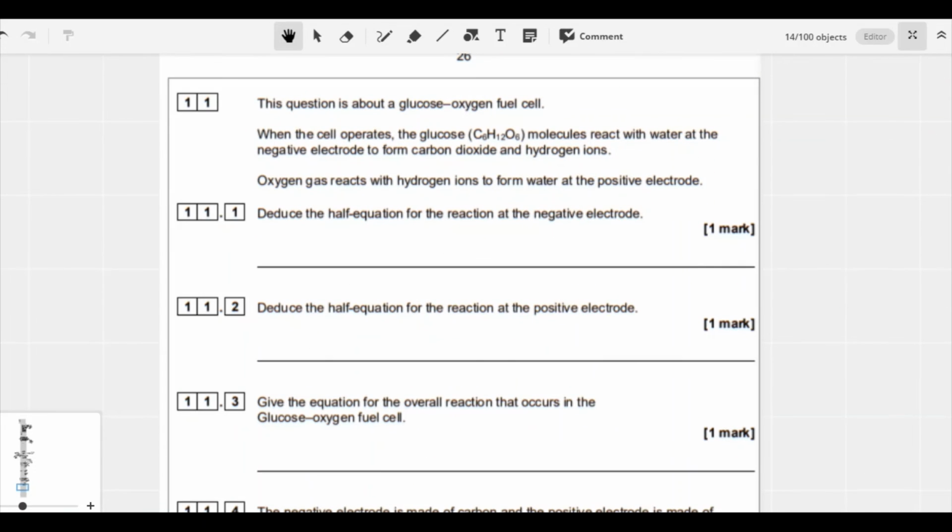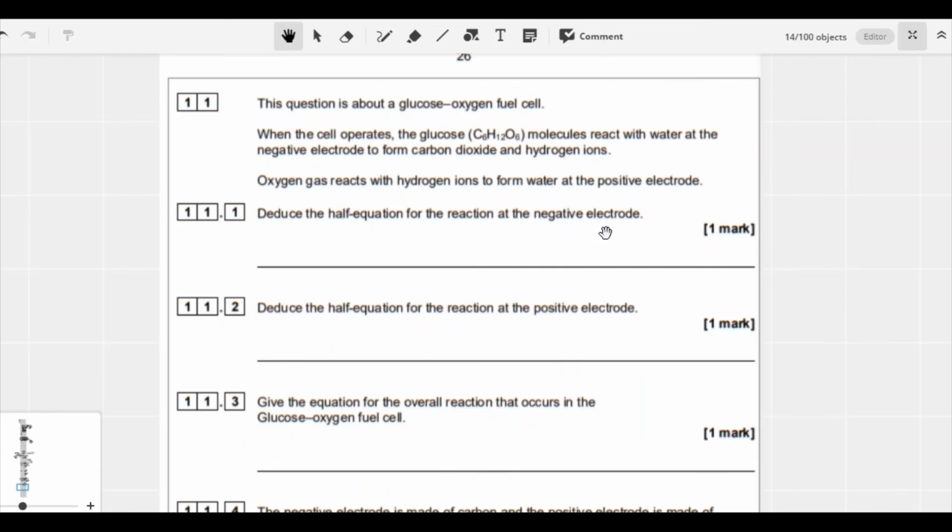Okay, now the last question of this paper, question number 11. This question is about the glucose oxygen fuel cell. When the cell operates, the glucose molecule reacts with water at the negative electrode to form carbon dioxide and hydrogen ions. Oxygen gas reacts with hydrogen ions to form water at the positive electrode. Deduce the half equation for the reaction at the negative electrode.